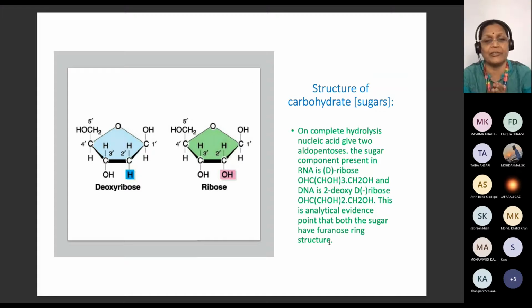Now you people are well versed with the pyranose structure also, right? You can write in the pyranose form also, but it has been observed that both the sugars are strictly in the furanose form. Pyranose form, you know, has 4 carbon and 1 oxygen. So this is the ribose sugar, present in RNA, and this deoxyribose sugar is present in DNA.